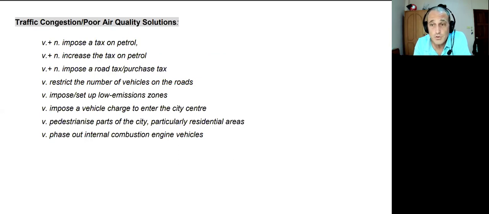So what are some of the solutions for this? Things like impose a tax on petrol. So talking about trying to alleviate traffic congestion and improve air quality. So one measure that the government can introduce is to impose a tax on petrol, impose a road tax or a purchase tax on buying an internal combustion engine vehicle.